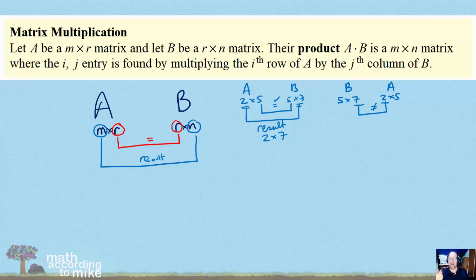Okay, so let's continue with this definition, where the ijth entry is found by multiplying the ith row of A and the jth column of B. Oh my gosh! Christmas came early! You're welcome, America!